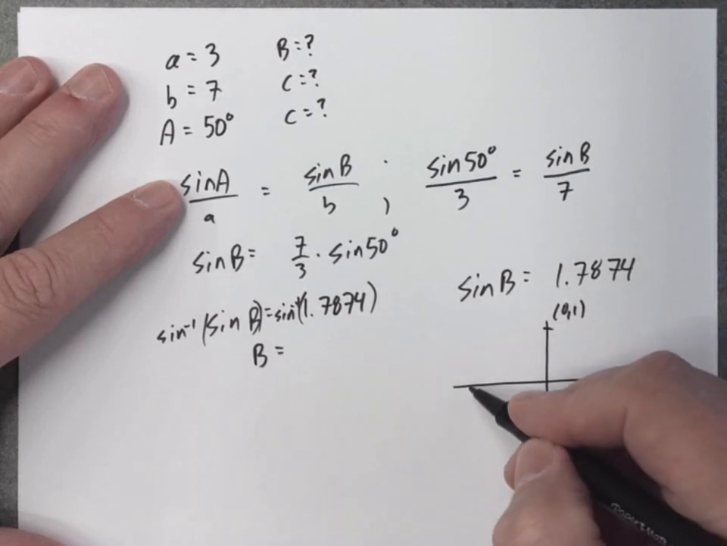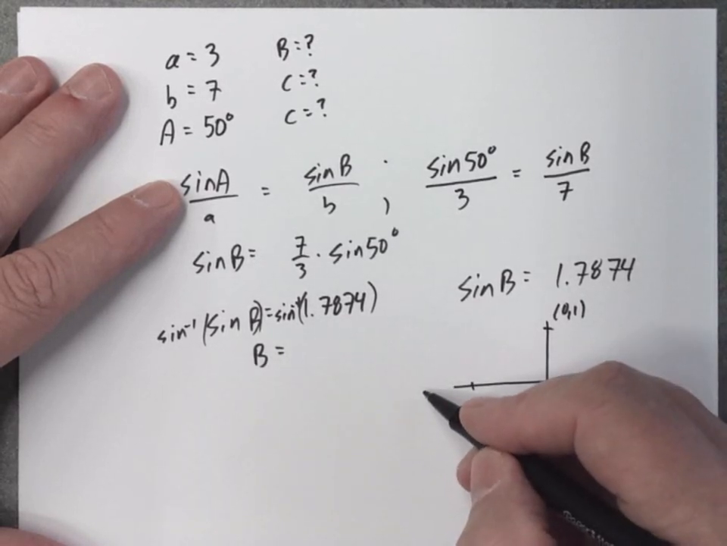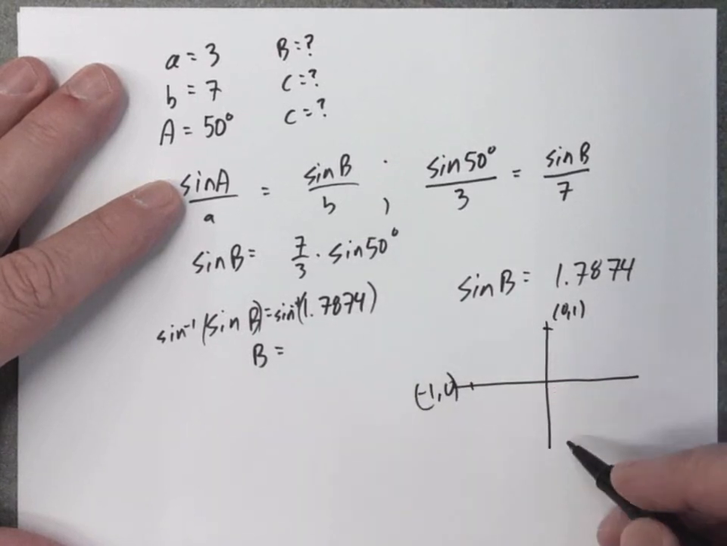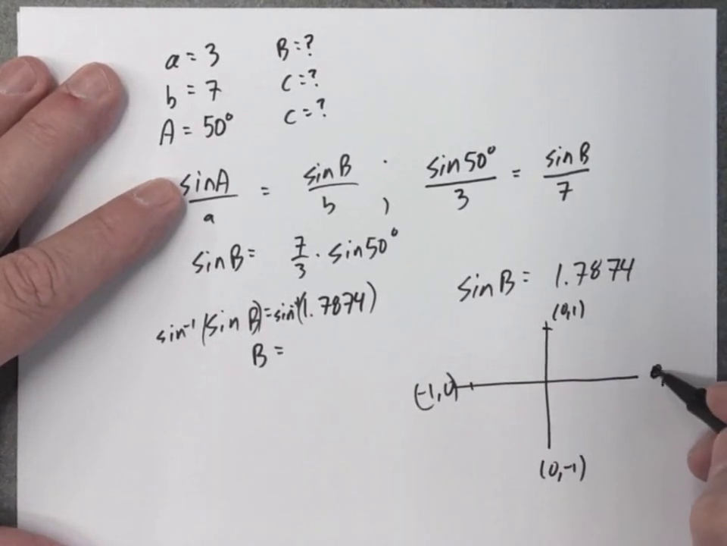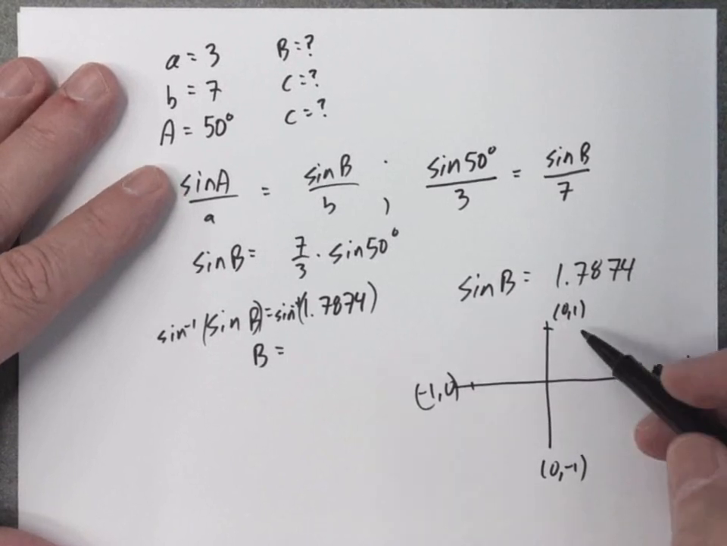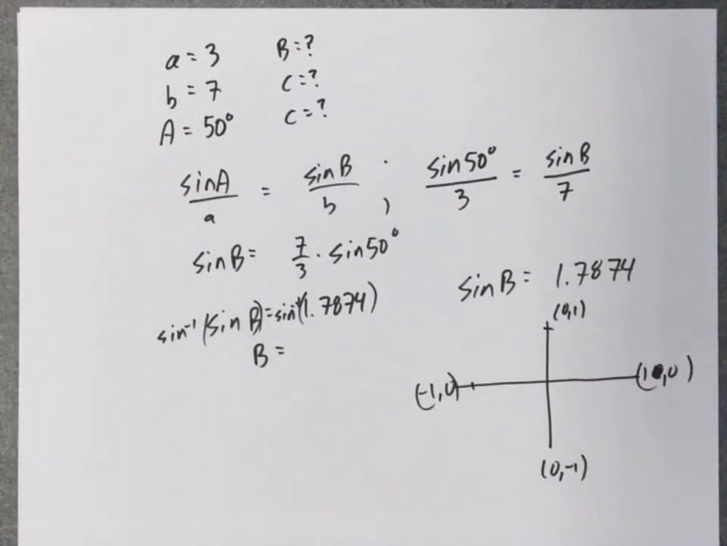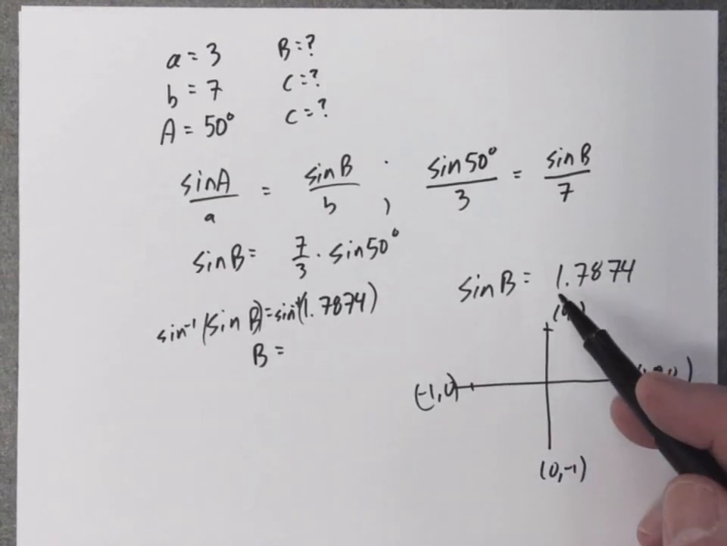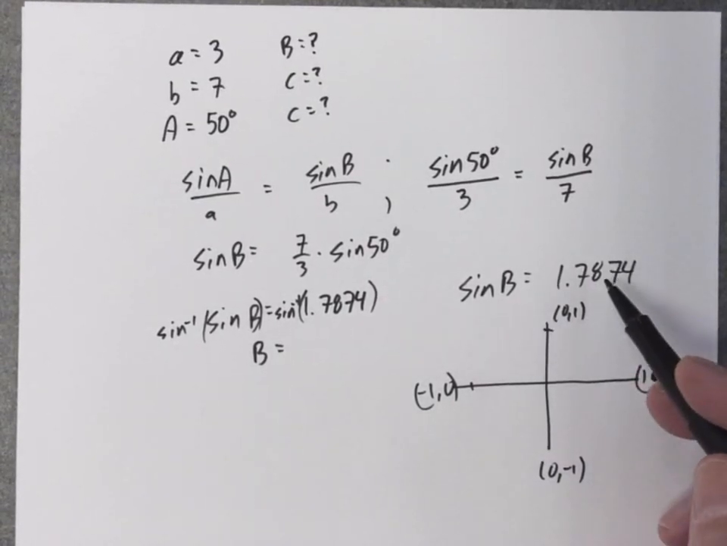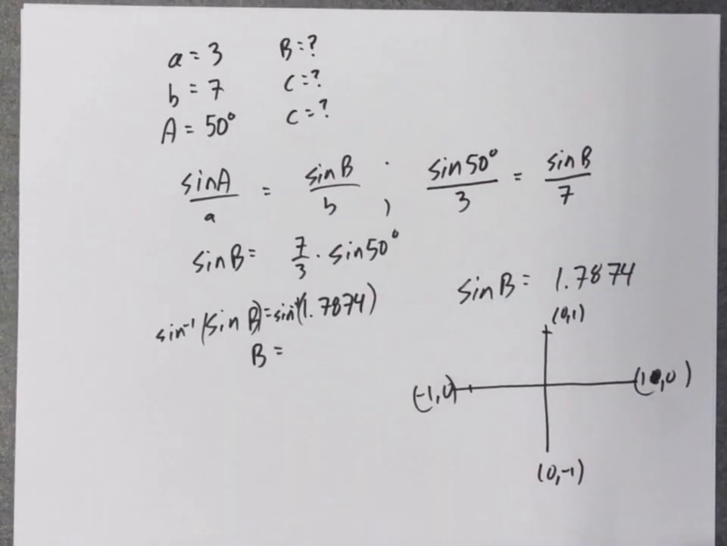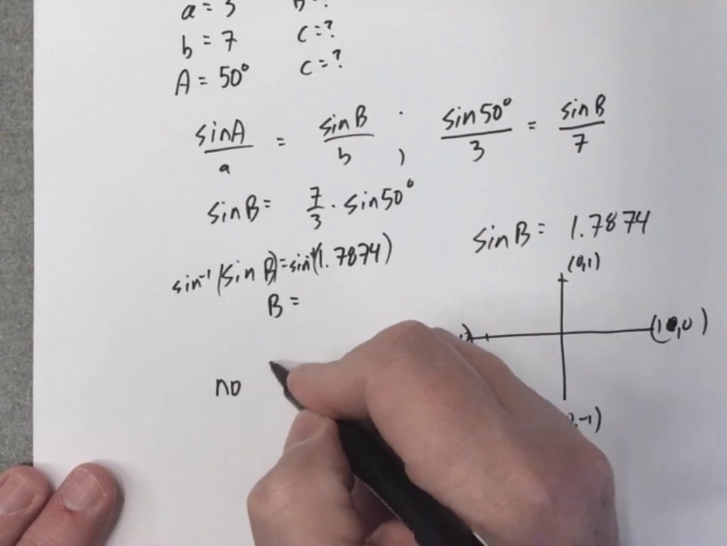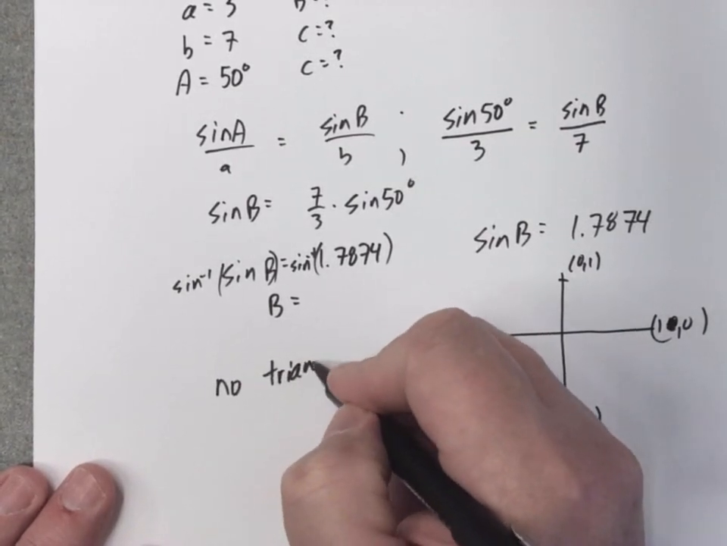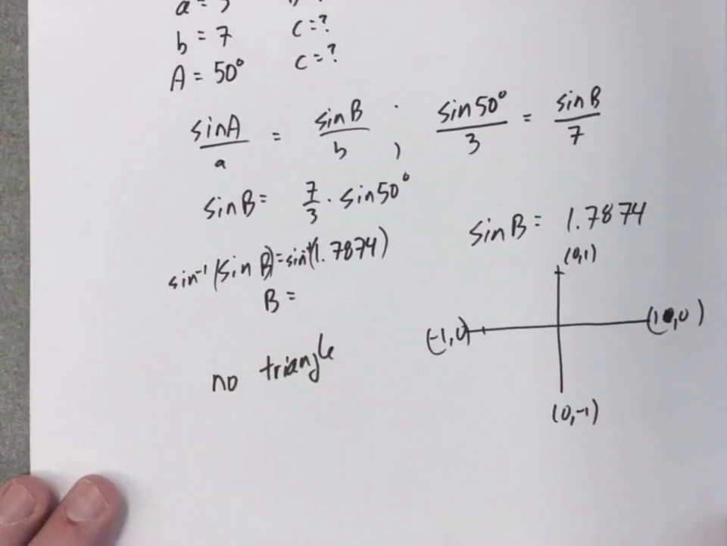And then over here, the sine is 0. Over here, the sine is -1. Over here, it's 0 again. The sine never gets above 1. So it makes sense. I'm trying to find the angle where the sine is 1.78. There is no angle. So that's why this was an example of a problem where there's actually no triangle.